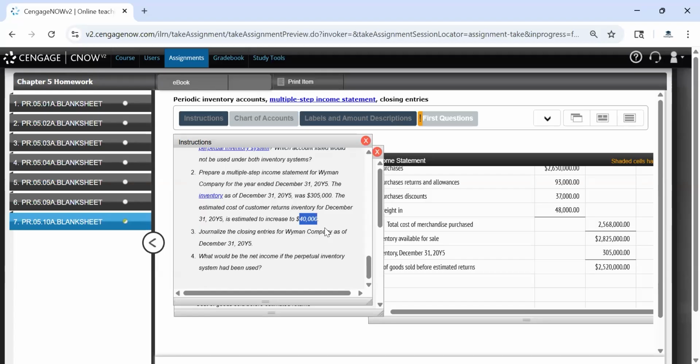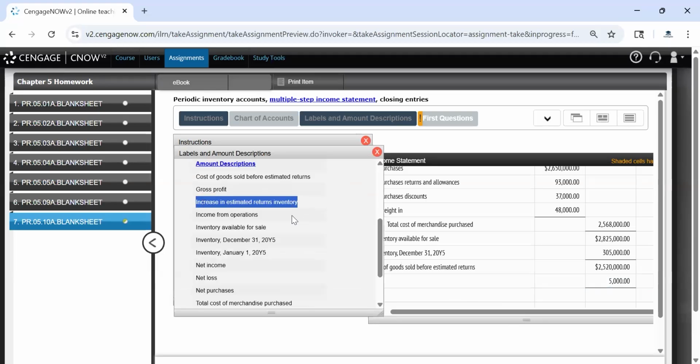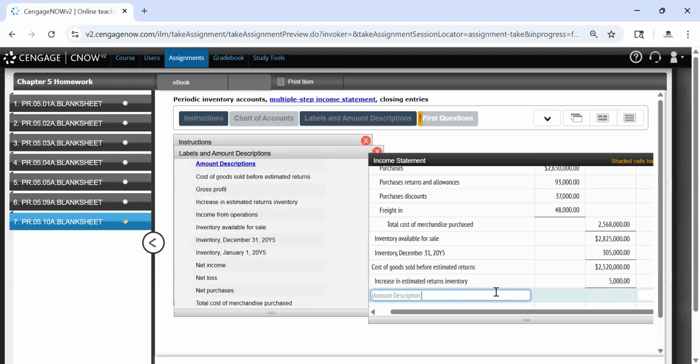it increases to $40,000. That net increase of $5,000 to our inventory reduces our cost of goods sold because this inventory is estimated to be returned to us, which means that we didn't accrue the revenue for it. We backed out the revenue. We have to back out the cost of goods sold, as you remember from our estimated returns journal entries. Therefore, we have to reduce it by $5,000. Increase in estimated returns inventory is a line item for us.